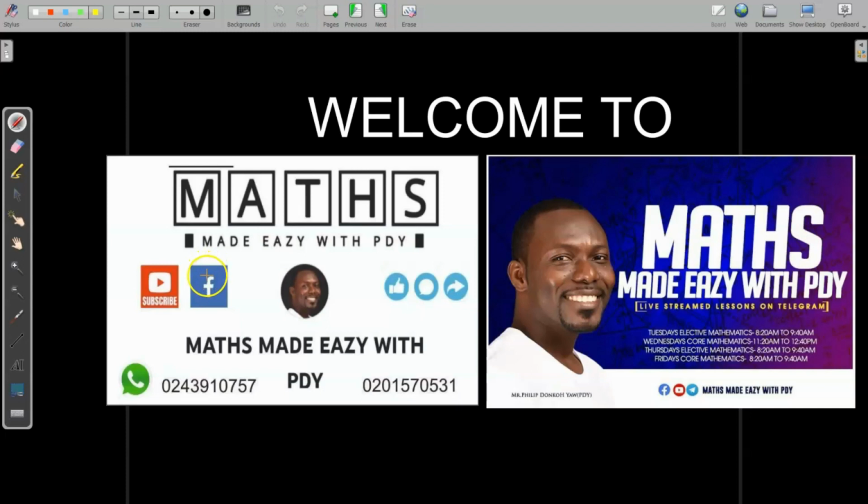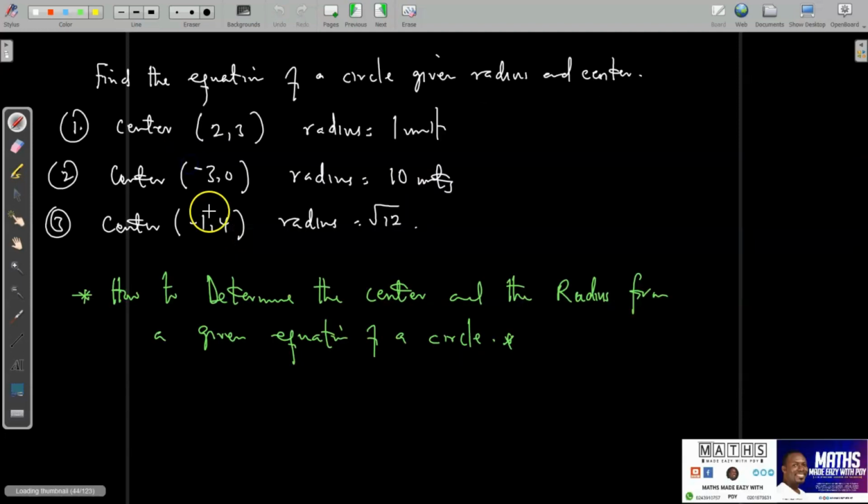In our previous lesson on coordinate geometry 2, we looked at how to generate the equation of a circle when given the radius as well as the center of the circle. So I left a question for you to try your hands on, and this is it. I said find the equation of a circle given the radius and center, and I had 1, 2, and 3 questions for you to try and answer.